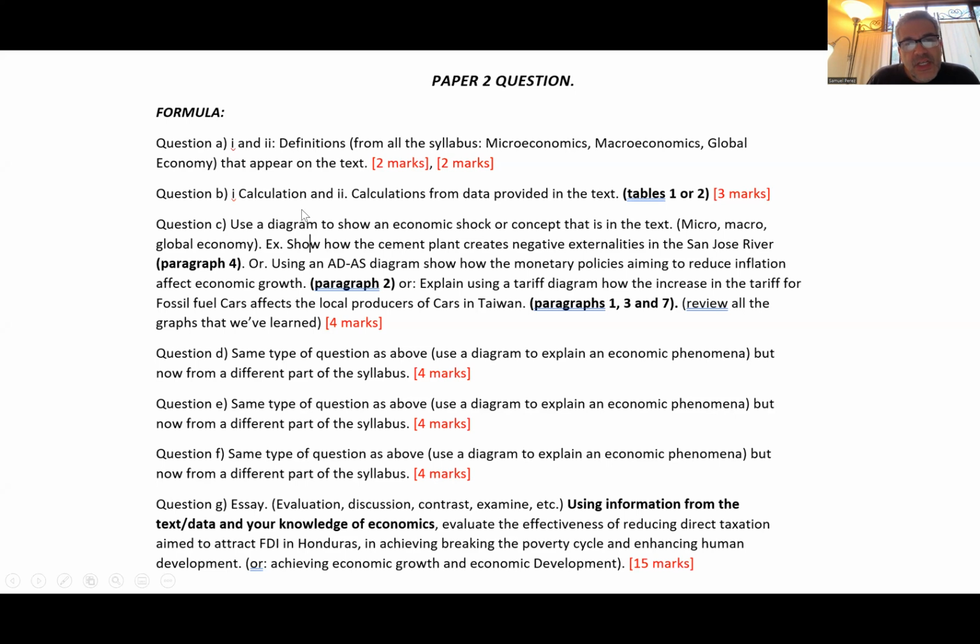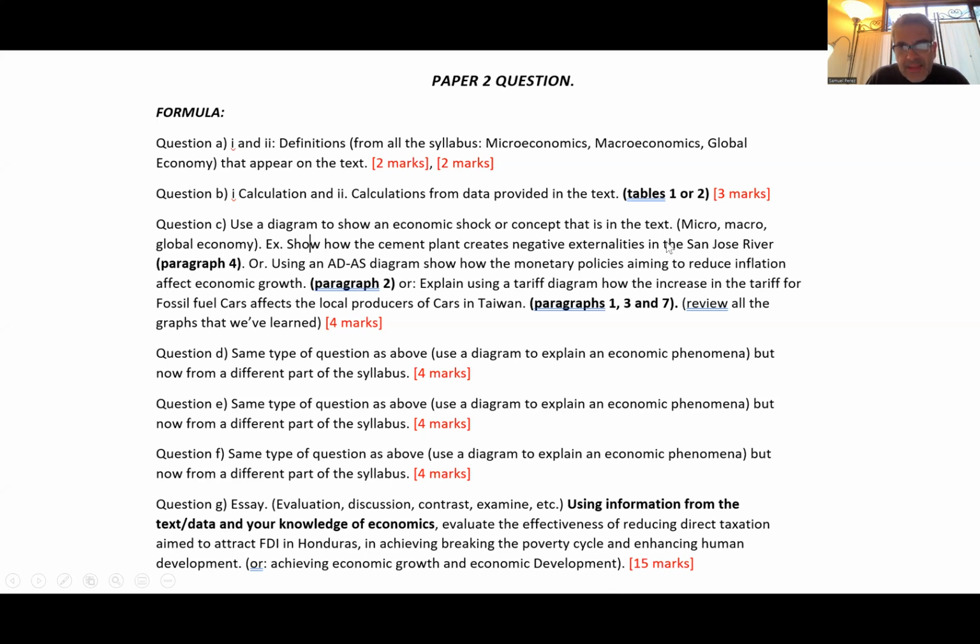Question B, usually they will ask you to calculate. So sometimes they ask you to calculate elasticities or calculate the GDP growth per capita. And because they are giving you already the numbers of GDP and the population, then you can calculate the GDP per capita. So this will ask you to calculate something very, very simple. And as you can tell, question B is usually 3 marks. So we don't use a lot of time answering this question. It's very straightforward.